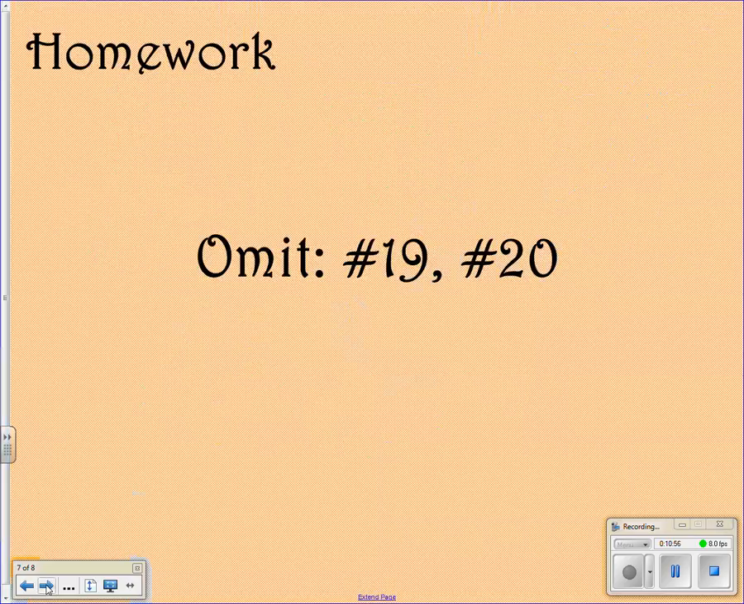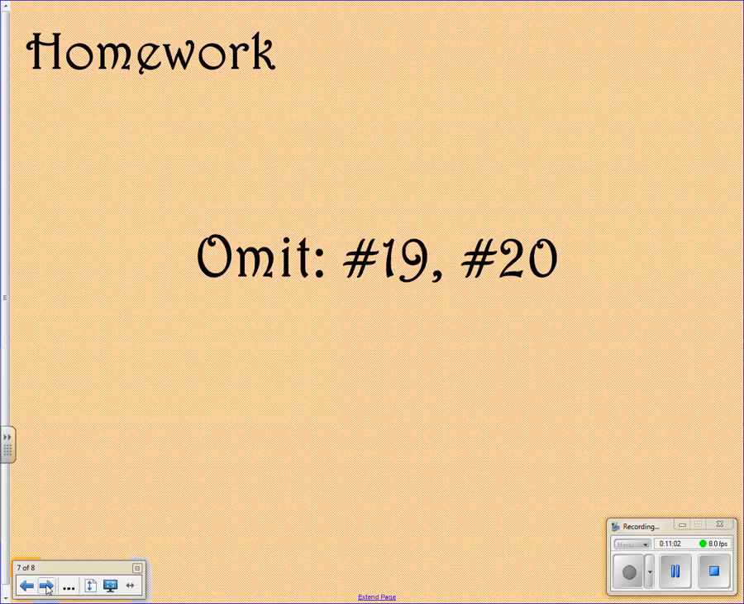On your homework, you do get to omit number 19 and 20. So make sure that you do the rest of those tonight so that we can go over any questions that you have tomorrow.